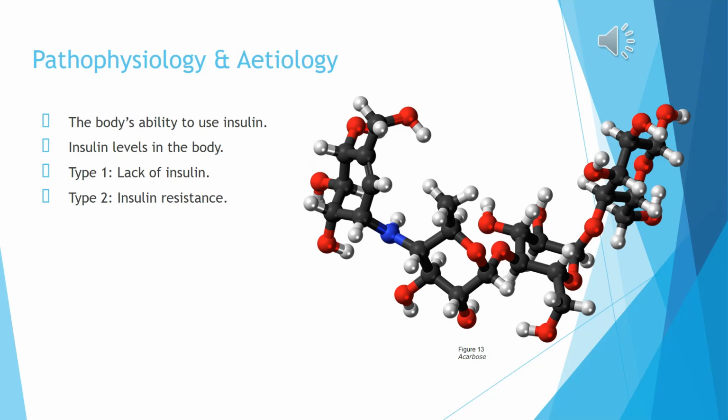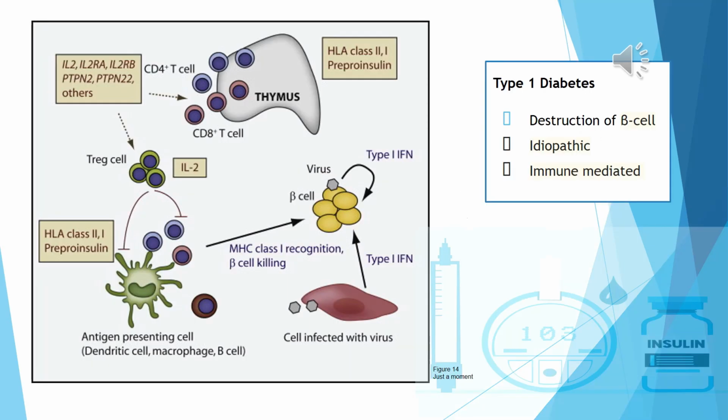Pathophysiology and etiology of diabetes mellitus are based on the body's ability to use insulin, the level of insulin in the body, and insulin resistance. Type 1 diabetes is an autoimmune disorder characterized by the destruction of insulin-producing beta cells in the pancreas. The exact cause of type 1 diabetes is not fully understood, but it is believed to involve a combination of genetic predisposition and environmental triggers such as viral infection. The immune system mistakenly identifies the beta cells as foreign and launches an attack, leading to their destruction. This results in little to no insulin production, leading to increased blood glucose levels in the body.